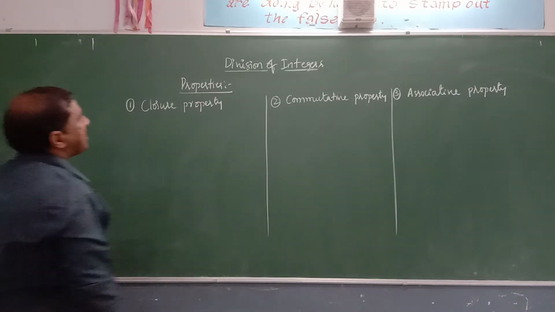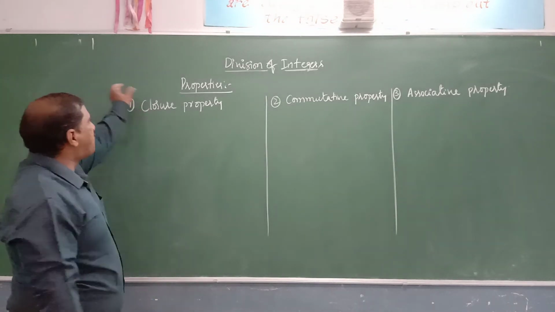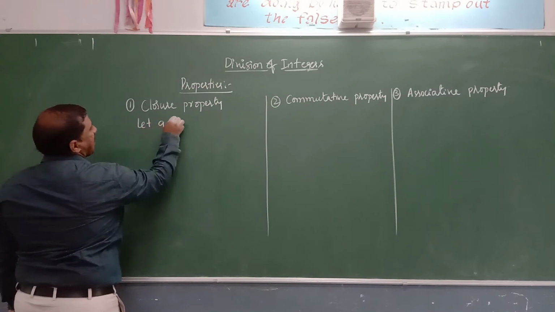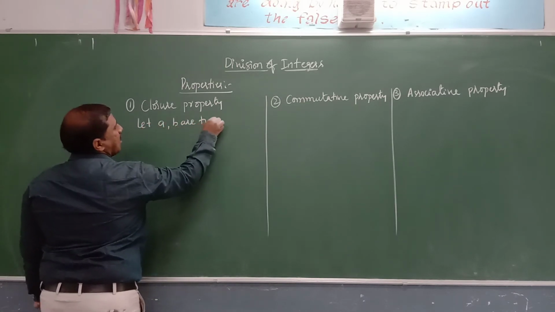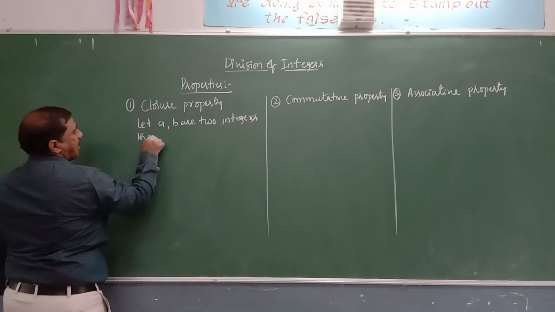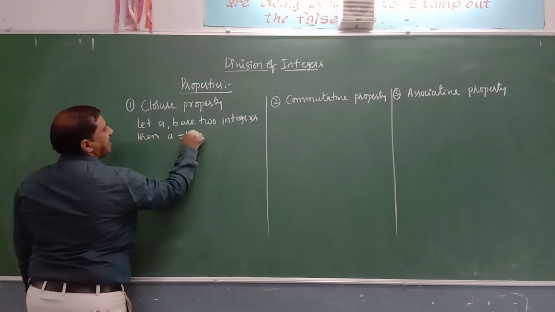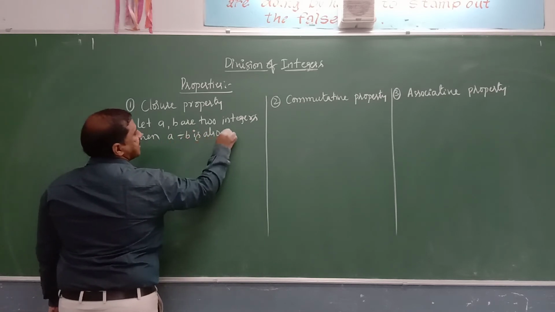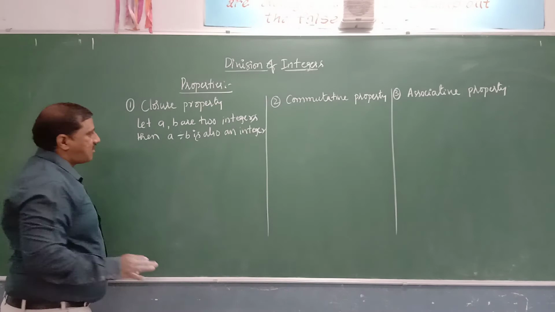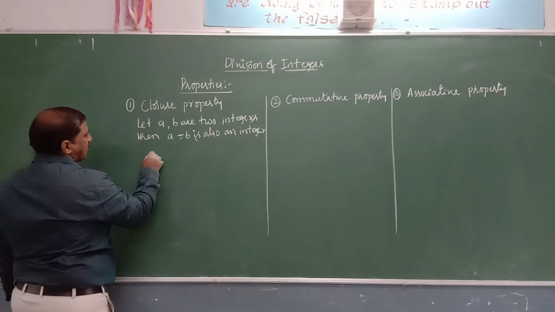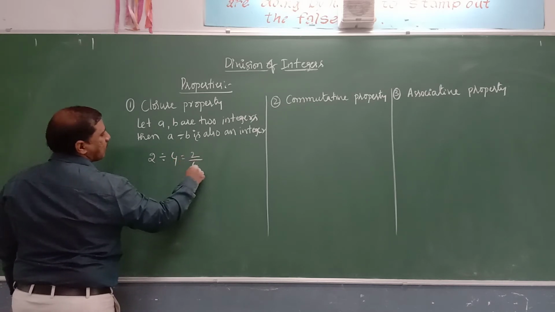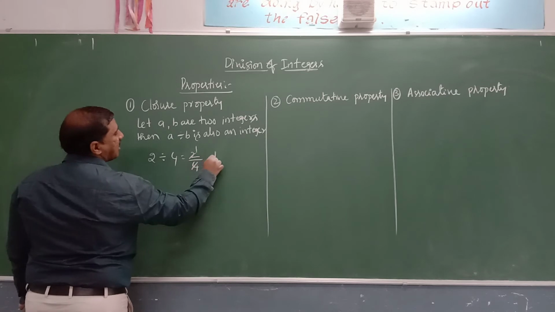Now we will discuss properties of integers and division. The first property, closure property. What it states is: let a, b be two integers. Then a divided by b is also an integer. We will check whether it is satisfied or not. Let a equal 2 and b equal 4. 2 divided by 4, what do we get here? 2 ones are 2, 2 twos are 4. We got 1 by 2.